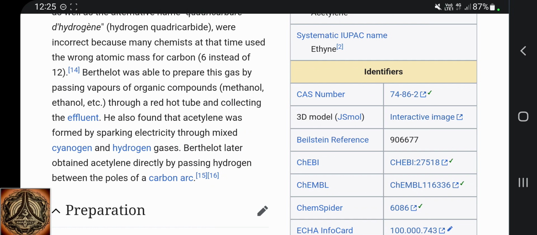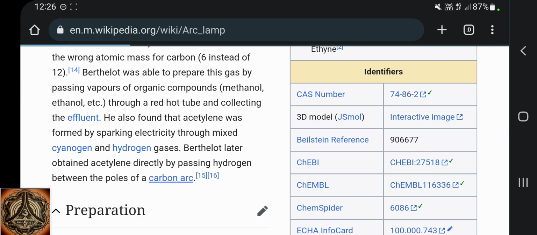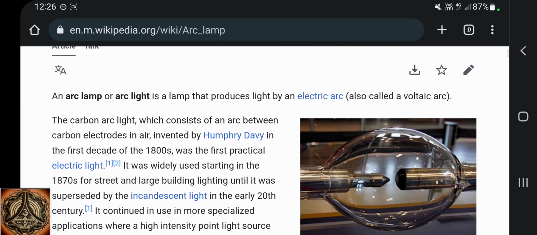Berthelot was able to prepare this gas by passing vapors of organic compounds, methanol, ethanol, etc., through a red-hot tube and collecting the effluent. He also found that acetylene was formed by sparking electricity through mixed cyanogen and hydrogen gases. Berthelot later obtained acetylene directly by passing hydrogen between the poles of a carbon arc. Let's check out a carbon arc. What do they know about this?